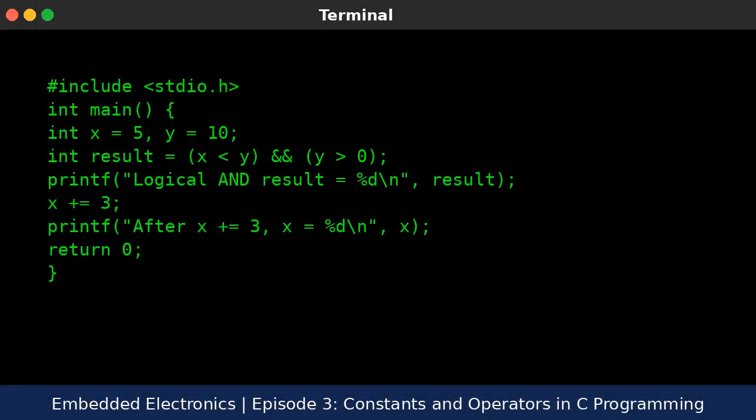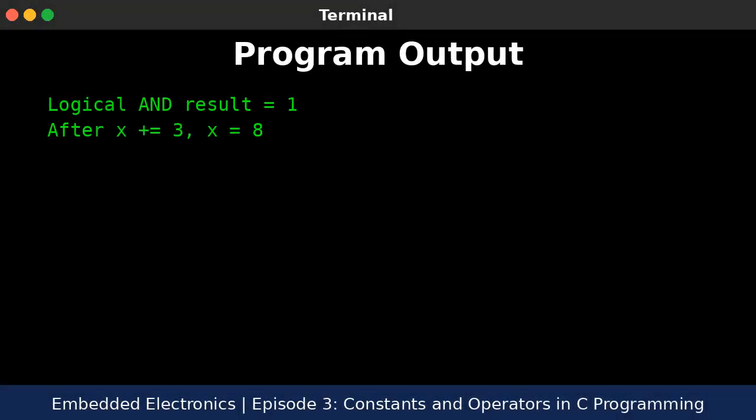In this example, logical and assignment operators are used. The logical AND checks if both conditions are true, and the compound assignment operator x += 3 increases the value of x by 3. The output of example 3, logical and assignment operators, is as follows. Logical AND result equals 1. After x += 3, x equals 8.